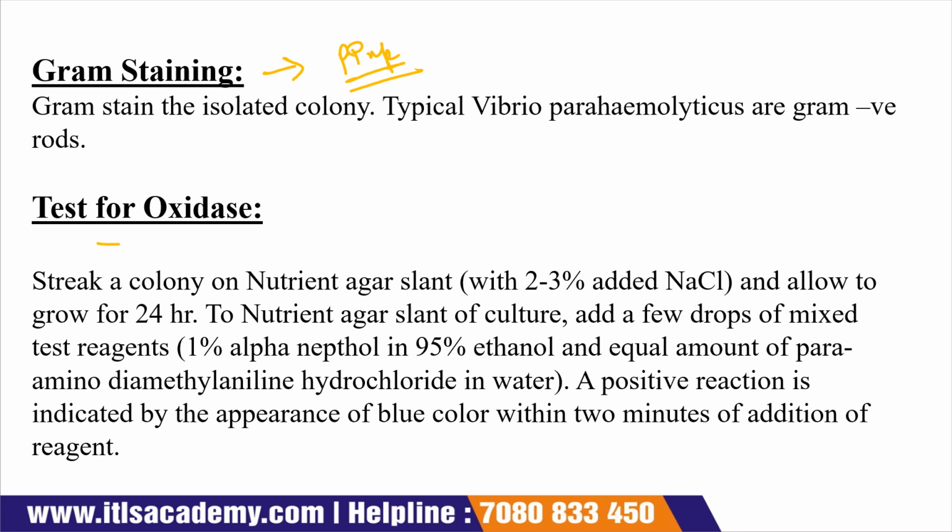Now the next is the test for oxidase. We take a streak colony on a nutrient agar slant to which we have added 2 to 3% NaCl. Then we allow the growth for 24 hours. Then to the nutrient agar slant of the culture, we add a few drops of the test reagent. Here the test reagent is what? 1% alpha naphthol in 95% ethanol, or an equal amount of para amino dimethylaniline hydrochloride in water.